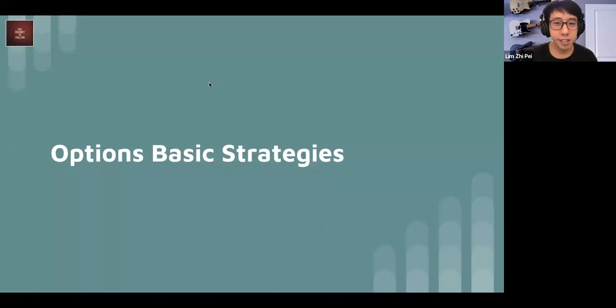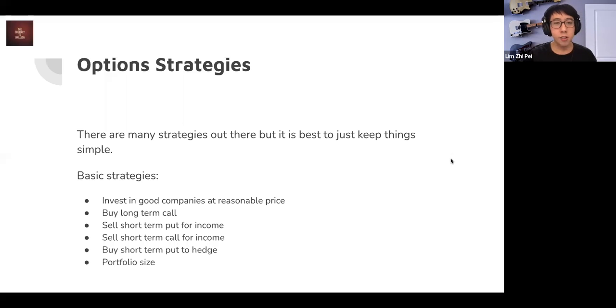Okay, good. So next, I'll jump right into part 2, which is the options basic strategies. So there are many strategies out there for options trading because with options you can buy and sell, and there are also calls and puts. So the combinations to use can vary a lot. There are a lot of strategies, but it is best to just keep things simple. And the basic strategies I would like to talk about today are these.